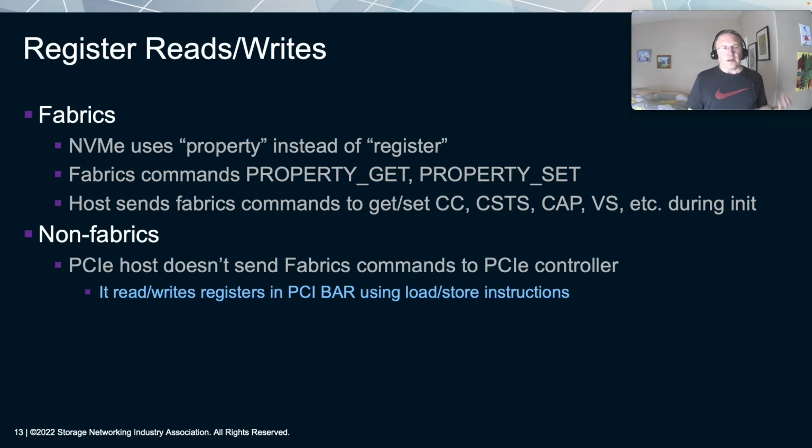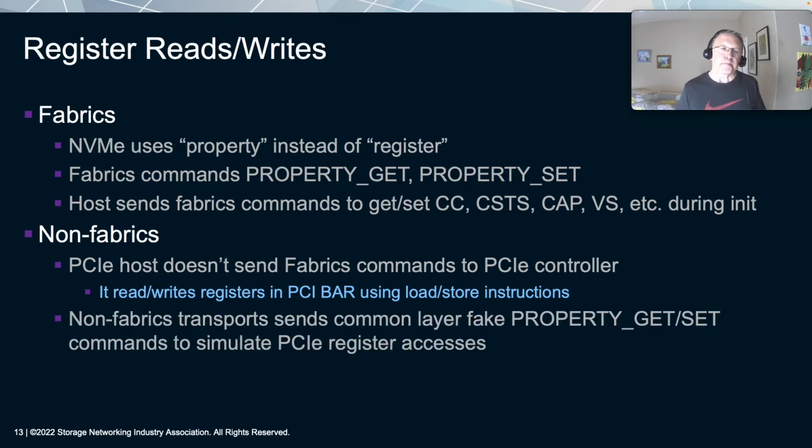But again, for non-Fabrics, this is all effectively PCIe based, so you're not going to get Fabrics commands. It's going to read and write registers to a PCIe BAR. And so what we do here is that when the IPU transport or the VFIO user transport detects a register write from the host, it basically translates that into a property get or set command and sends that down to the common layer instead. This allows us to simulate PCIe register accesses in a way that's common. It allows us to have common handling across Fabrics and non-Fabrics.